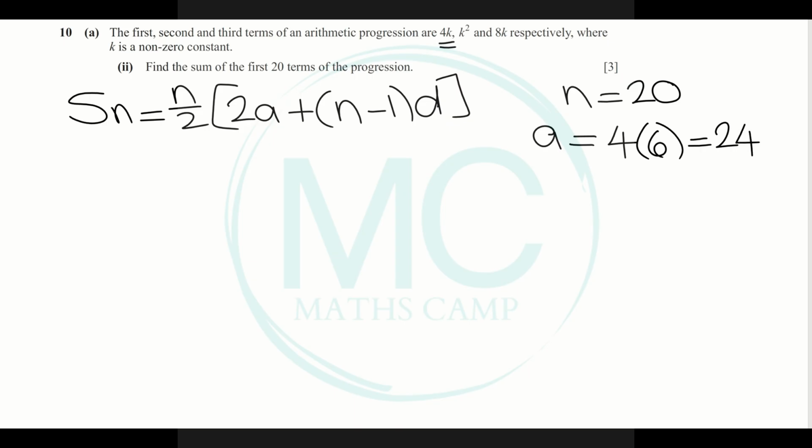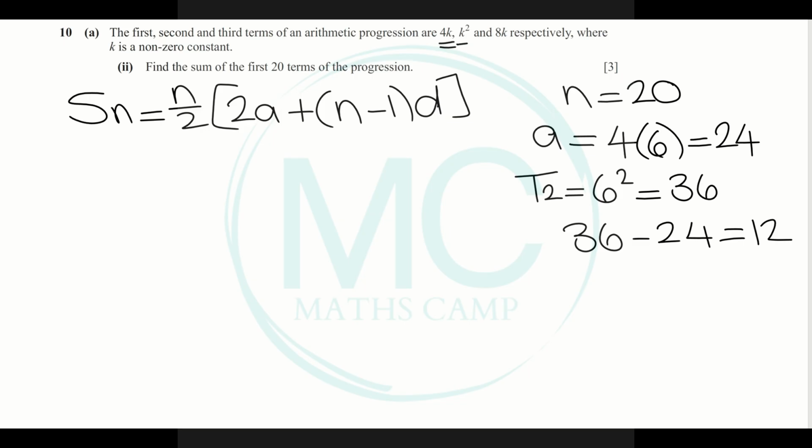Now I need the constant difference d. D remains constant between any sets of consecutive terms. So to find d, let's find the value of the second term, k squared. So I could say t2 is equal to, k is 6, so I have 6 squared, which is equal to 36. To find d, I can say 36 minus 24 is equal to 12. Now I have a value for n, a value for a, and a value for d.